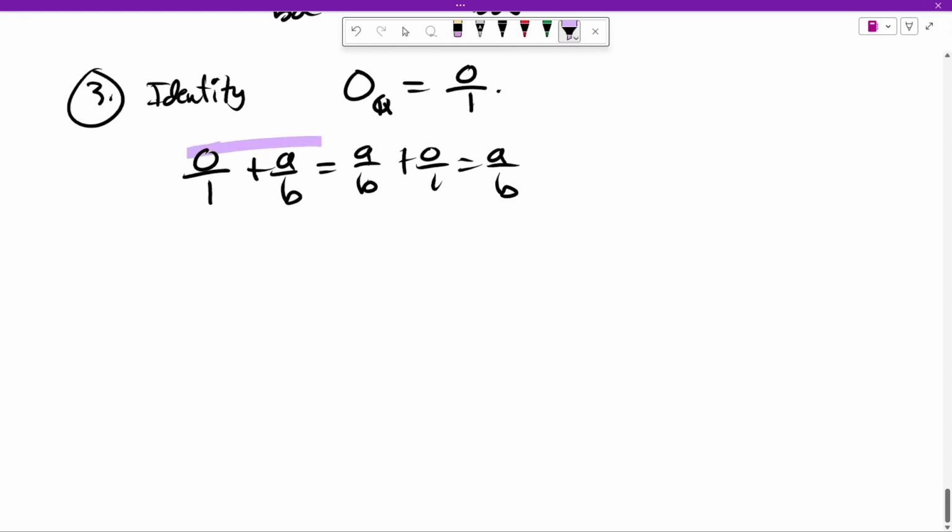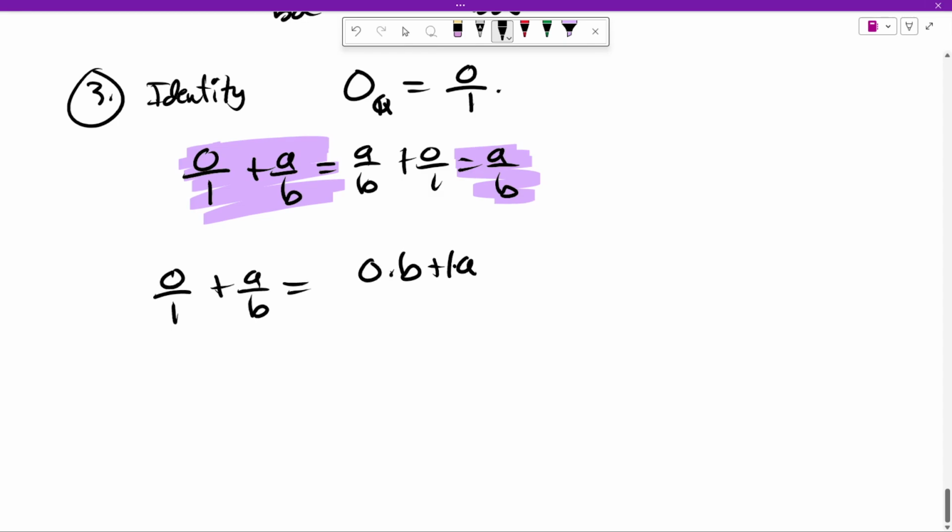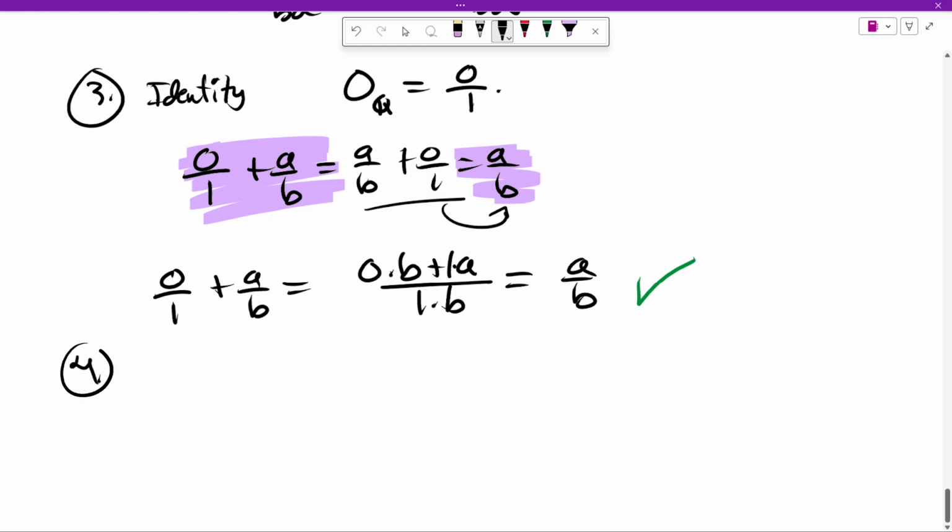Now I'm really just going to show that this guy is equal to a over b, with the understanding that the other computation is the same. So let's compute it. The rule is you cross multiply for the numerator, and the denominator is the product of the denominators. And if we work this out, we get a over b. Great. 0 over 1 appears to be the additive identity, but again, you have to check this other guy as well. And then we need inverses.